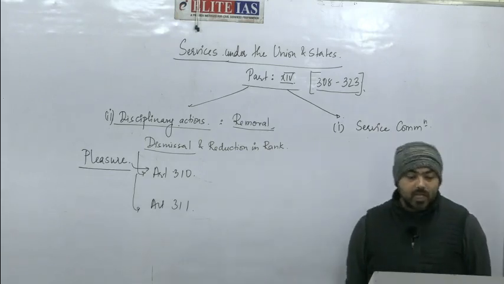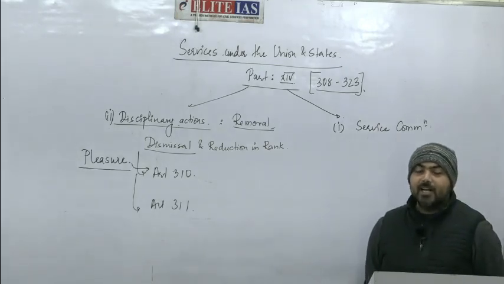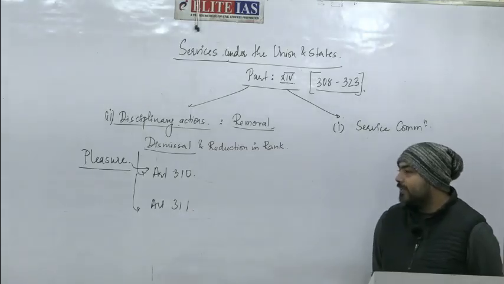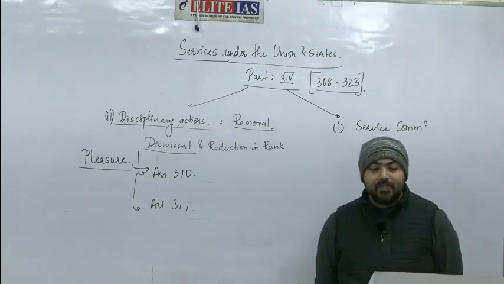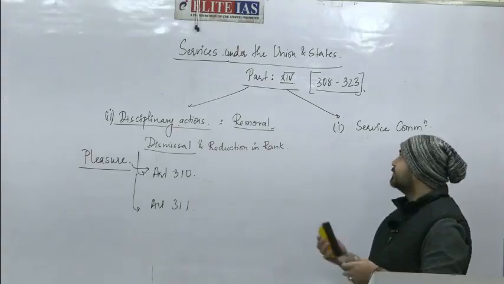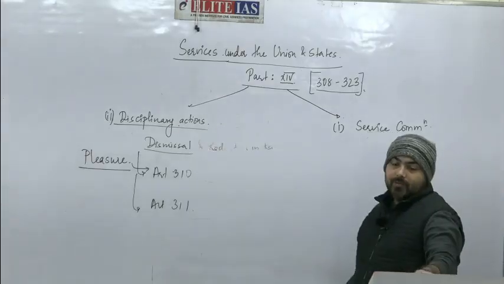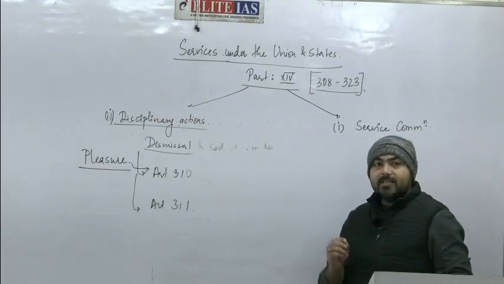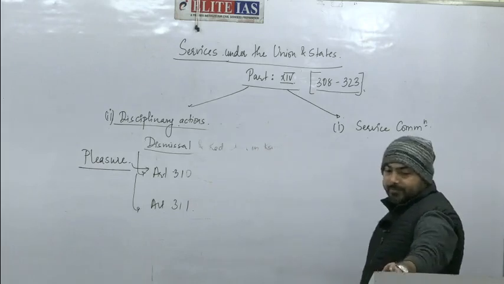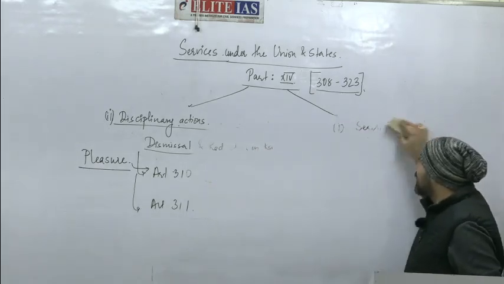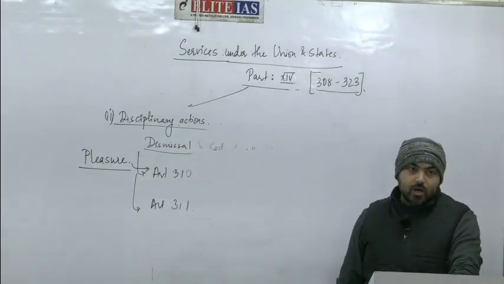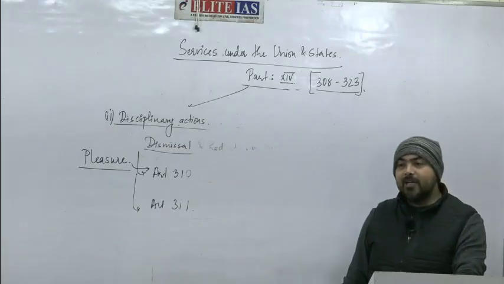Next paragraph. The procedural rights under Article 311 have the following exceptions. First, a civil servant will not be heard if he is to be removed on the grounds of conviction in a criminal offense.